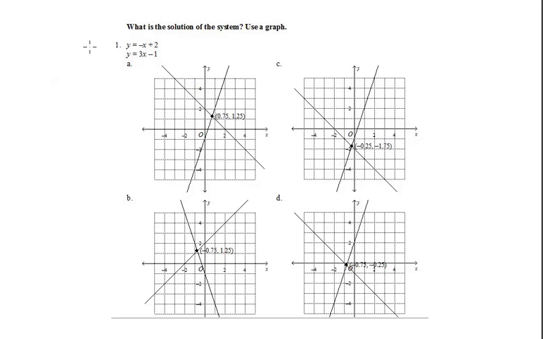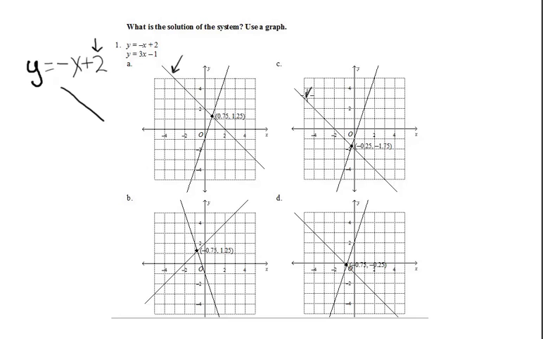So we have y equals negative x plus 2. That means it intersects at the y-axis at the point 2. And it has a negative slope, so that means it's going to go this way. Well, this line could be it.